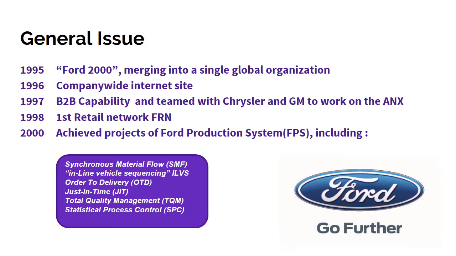In 1998, Ford had established the first retail network, FRN, to take advantage of the changing of the market. In 2000, Ford had achieved projects of Ford Production System, which included the following: synchronous material flow, in-line vehicle sequencing, order to delivery, chassis time, total quality management, and statistical process control to lower the price, and a move from push-based to pull-based customer demand.